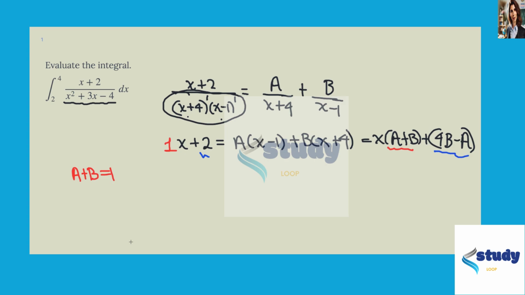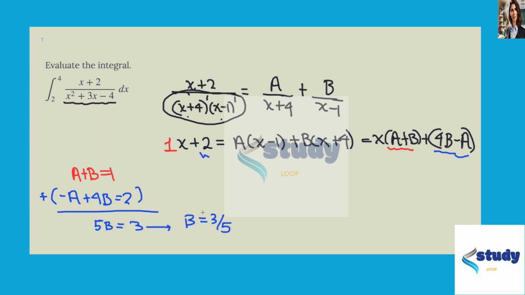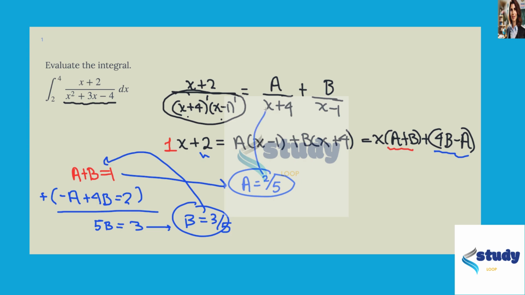So let me rewrite that. Here, this is just a 2 by 2 system that we can solve for A and B. For example, if I just add these two equations together, on the left, 5B, on the right, 3, that gives B equals 3 over 5. And then plugging this back into this equation up here, we find that A equals 2 over 5. So now we have our A and our B. Let's plug these in.